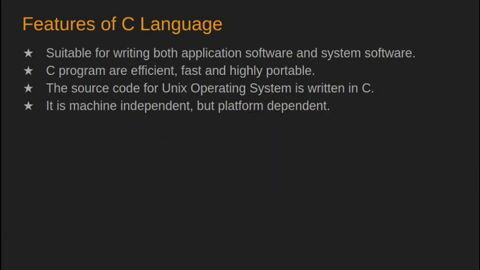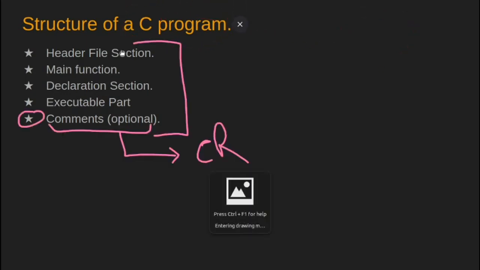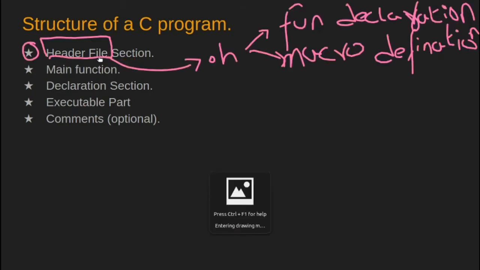Moving forward, let us now look at the structure of a C program. Every C program is composed of these 5 elements, though the last element, known as the comment, is considered optional, but I recommend that you make use of comments as it increases your code readability. Let us now discuss the first element of a C program structure, and that is the header file section. Now what is a header file? It's basically a file that ends with a .h extension.